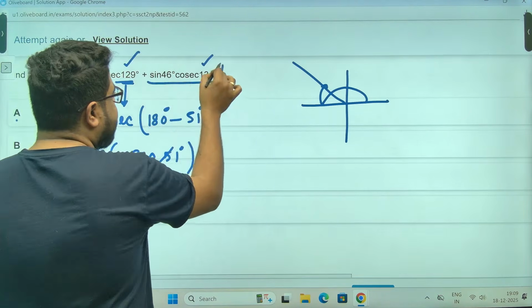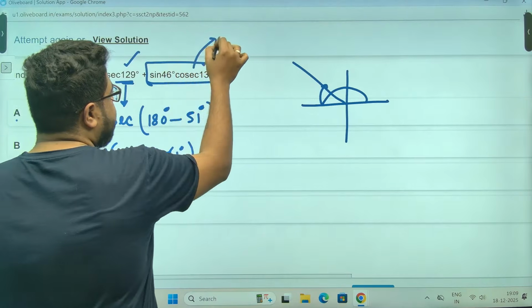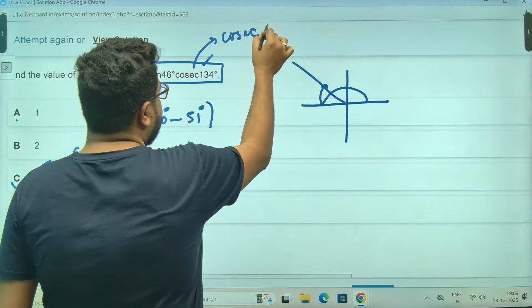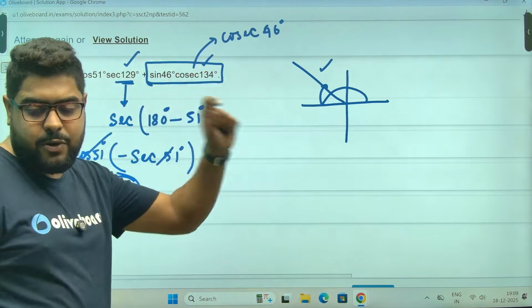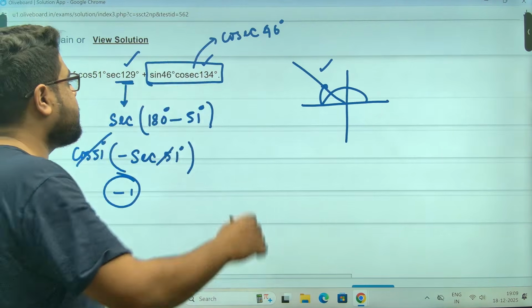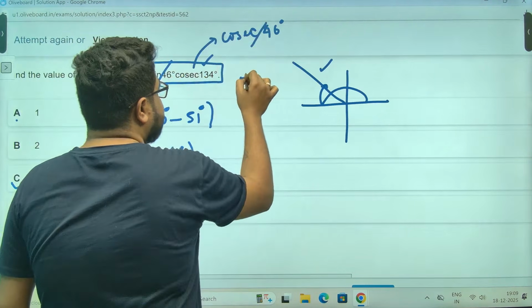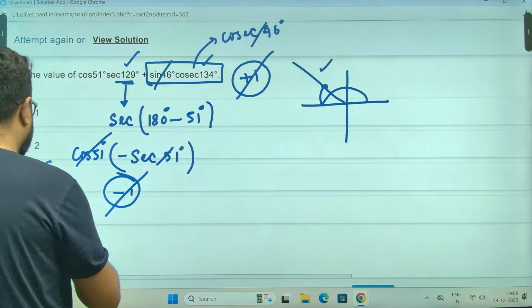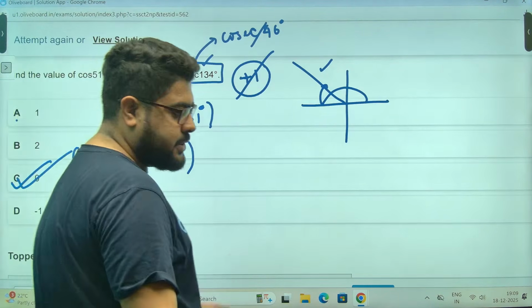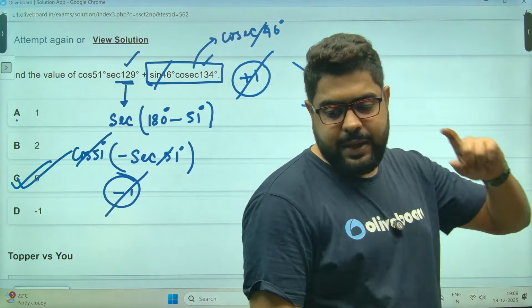Whereas the same thing will happen here. This cosec will become cosec 46 degree, but in the second quadrant, sine and cosec are positive. So this will give you plus 1. So this plus 1 and this minus 1 will cancel and your answer will become 0, sir.